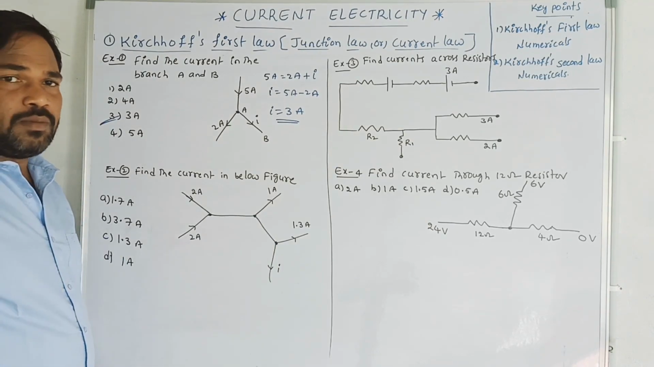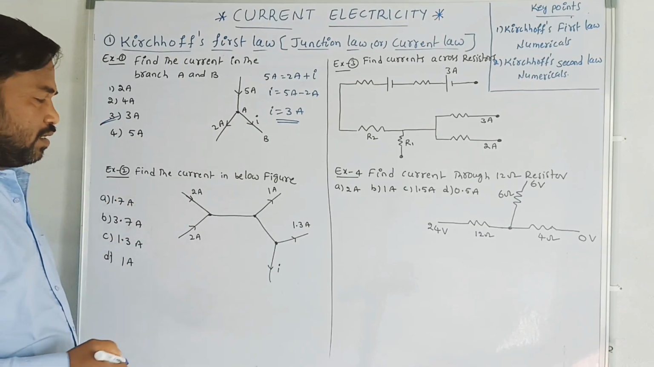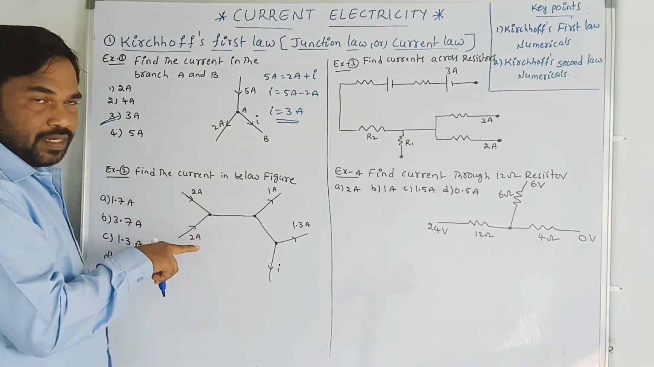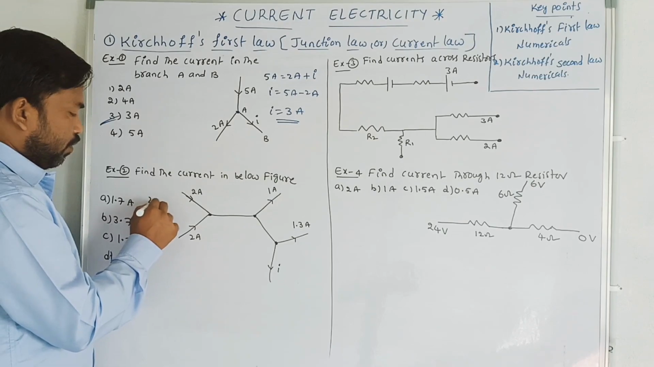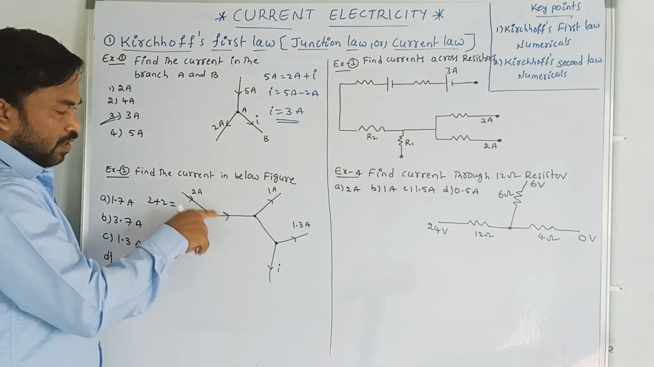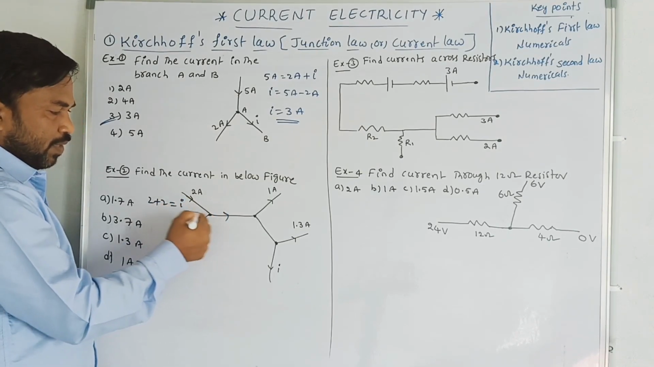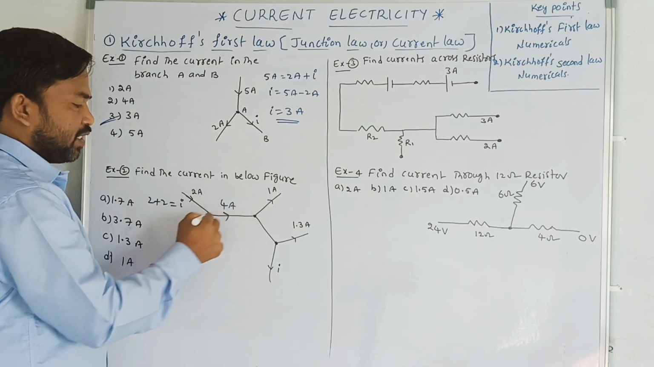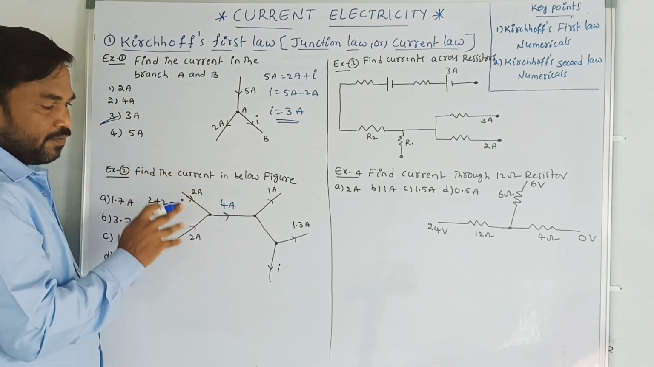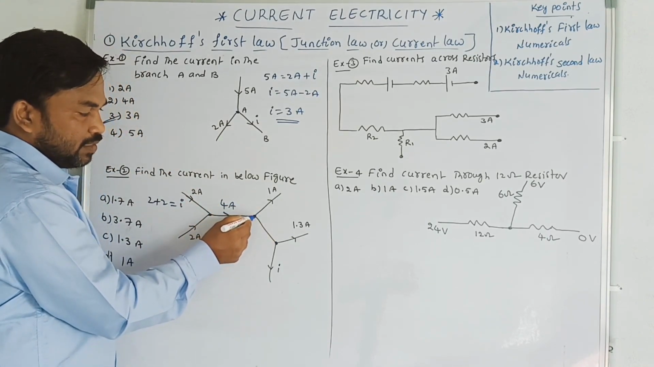What is the junction rule? The sum of the currents entering the junction is always equal to the sum of the currents leaving the junction. What are the currents entering the junction? 2 ampere and 2 ampere. So 2 plus 2 is equal to the sum of the currents leaving the junction. We don't know that value, that is I. Therefore, 2 plus 2, 4 ampere current is leaving the junction. The 2 amperes combined give 4 ampere. Now the 4 ampere current is coming up to the next junction.